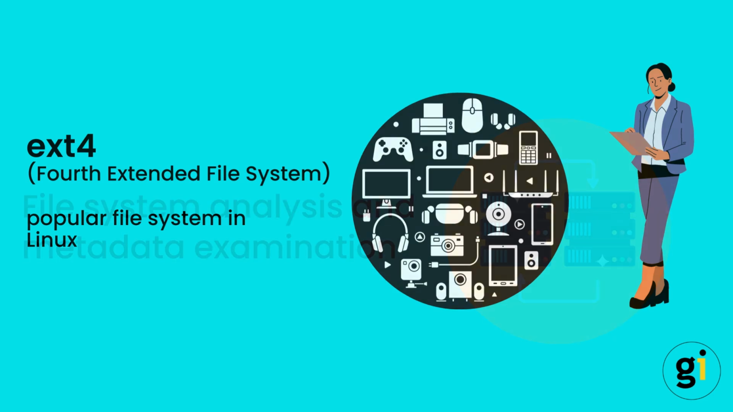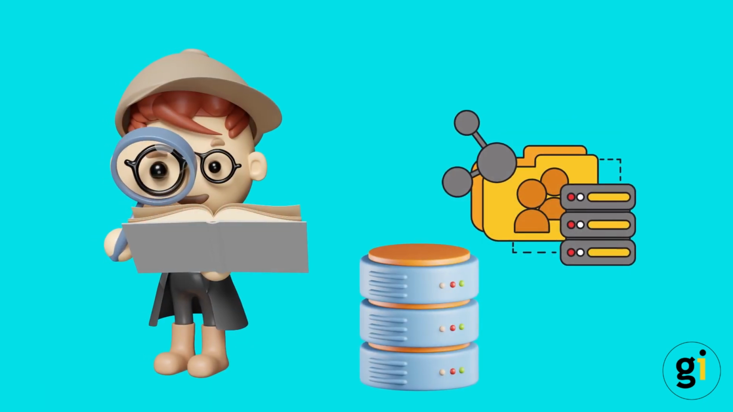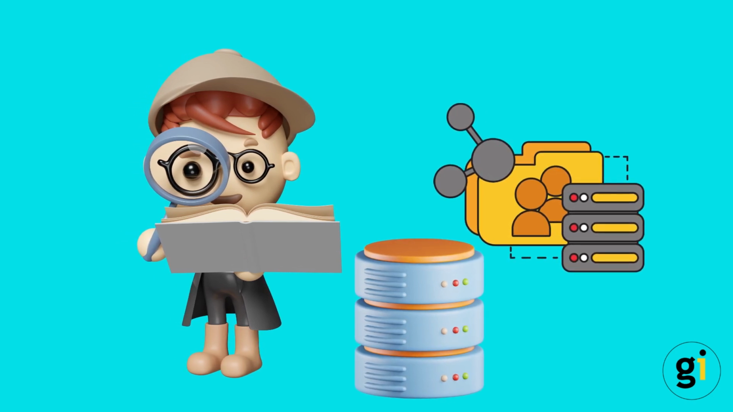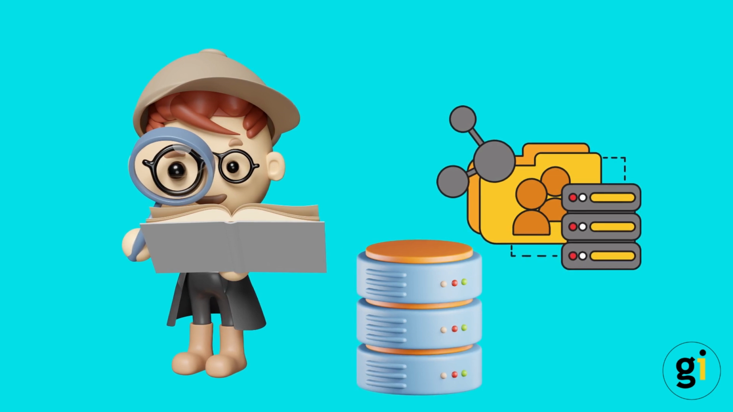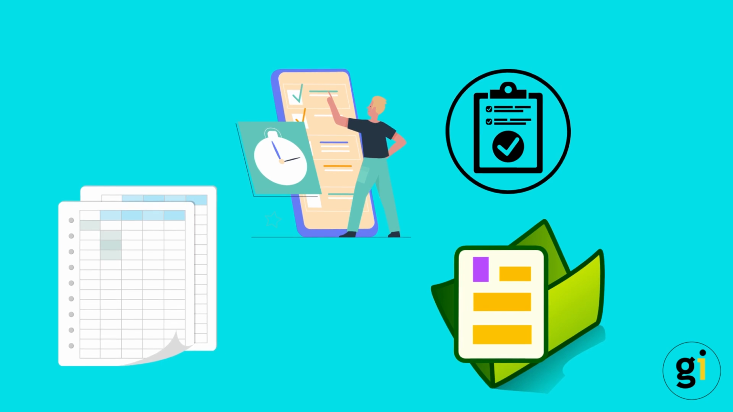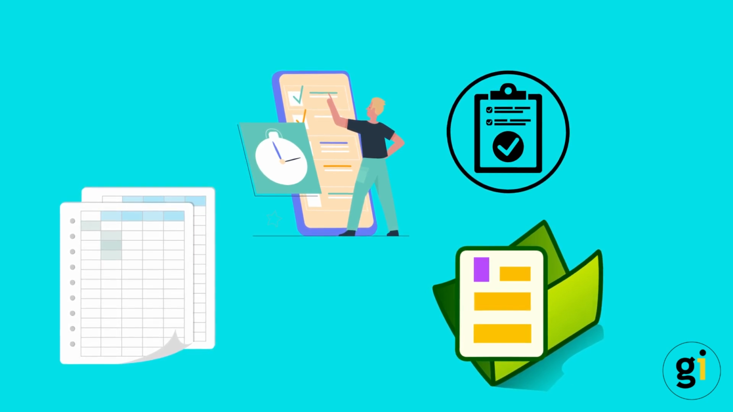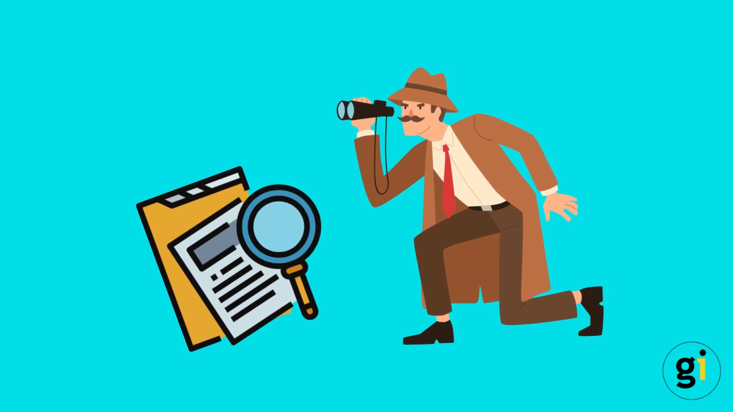Now, let's dive into file system analysis and metadata examination, which involves understanding the internal structures and information stored within file systems. File system analysis examines file system structure, organization, and metadata. It helps understand how files are stored, locate deleted files, and extract valuable information from the file system. Metadata, such as file names, timestamps, file sizes, and file permissions, provide crucial information about files stored within the file system. Analyzing metadata can reveal important insights and aid in forensic investigations.